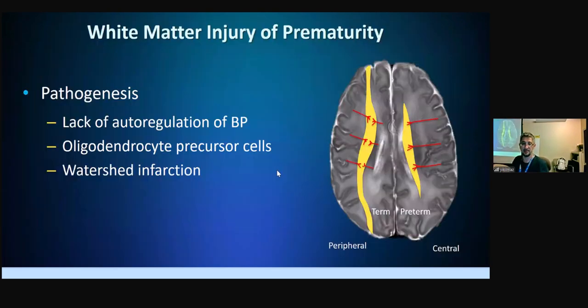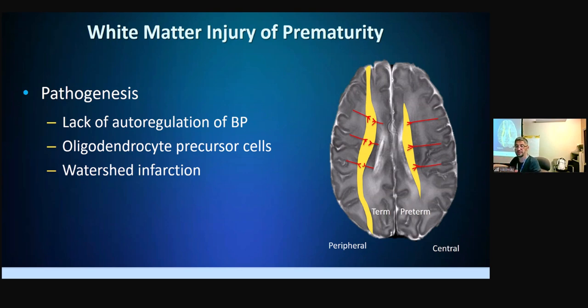And the underlying mechanism is not known. Just a baby being preterm can have PVL. And there are three mechanisms to explain this. The first one is lack of autoregulation of blood pressure in preterm infants. So that's why they are prone to it.